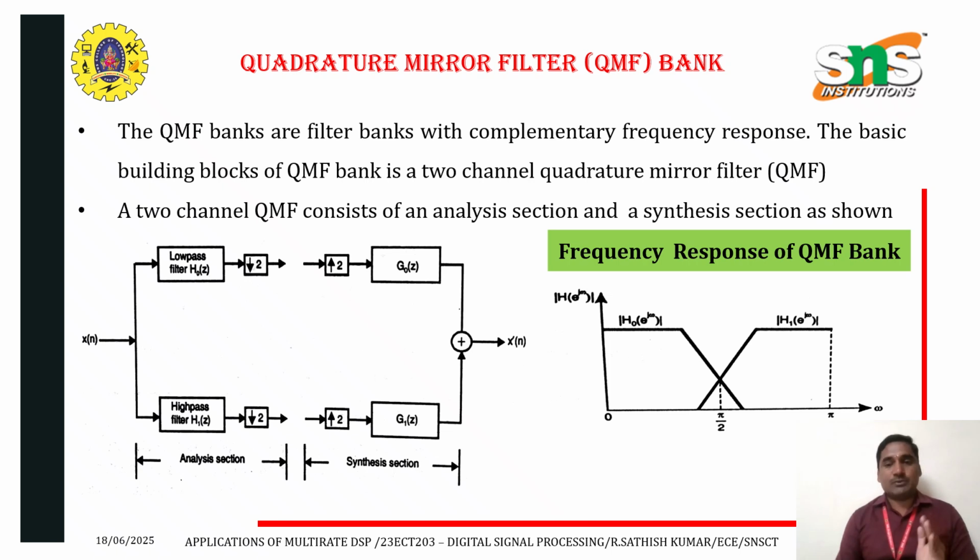Next one, the frequency response of the QMF bank with respect to H(e^jω). It stays constant and then decreases, which is H0(e^jω). And then H1 slightly increases and then stays constant, which is H1(e^jω). The meeting point is π/2, the cutoff frequency.